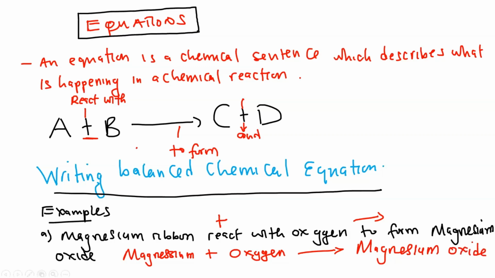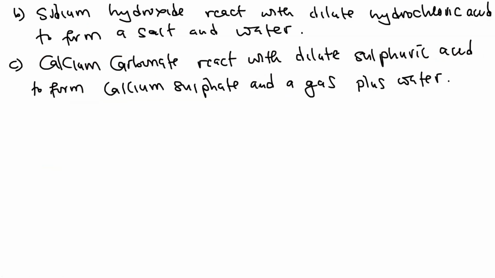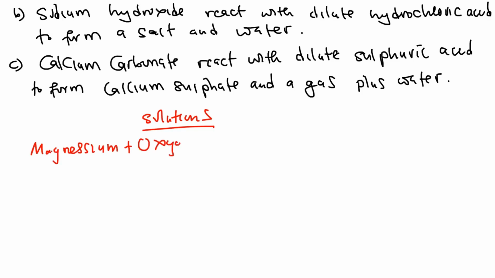Now from the word equation, let us have the chemical equation. So now we've started finding the solution. We are going to start with the first one. We said magnesium plus oxygen, or reacts with oxygen. And now we are going to form what? Magnesium oxide. Okay? This is the word equation.